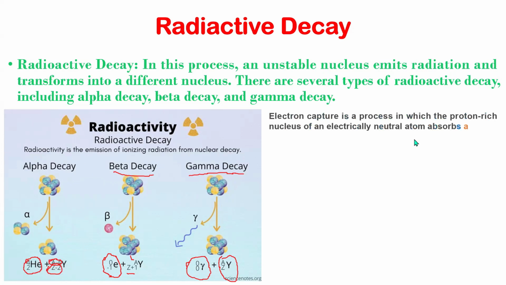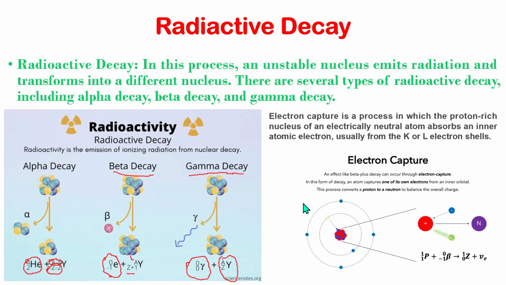Electron capture is a process in which the proton-rich nucleus of an electrically neutral atom absorbs an inner atomic electron, usually from K or L electron shells. In the case of electron capture, because the nucleus is highly rich in protons and the atoms are electrically neutral, they tend to absorb atomic electrons from the inner shell, which are usually from either K shell or L shell. This is what actually happens.